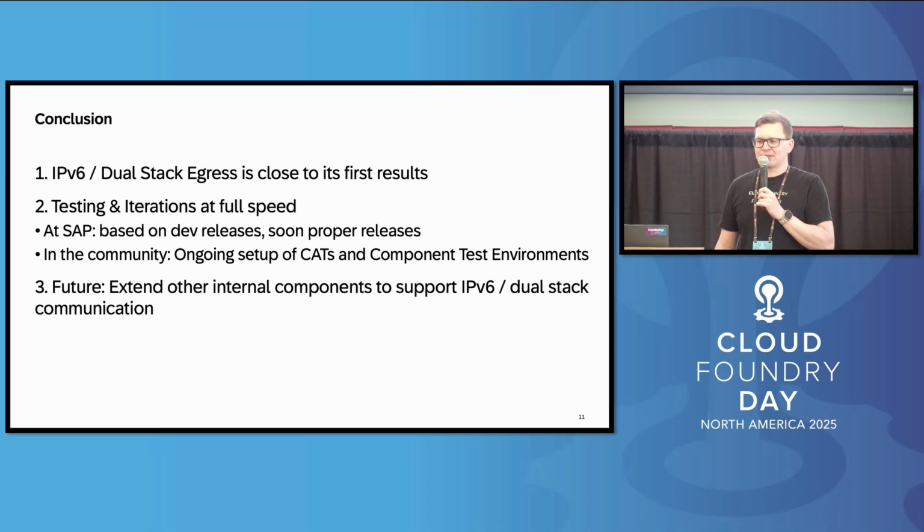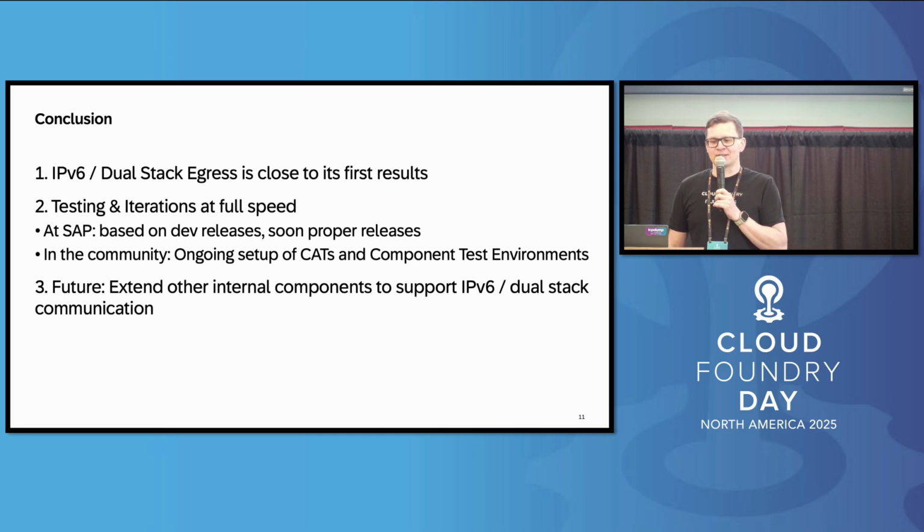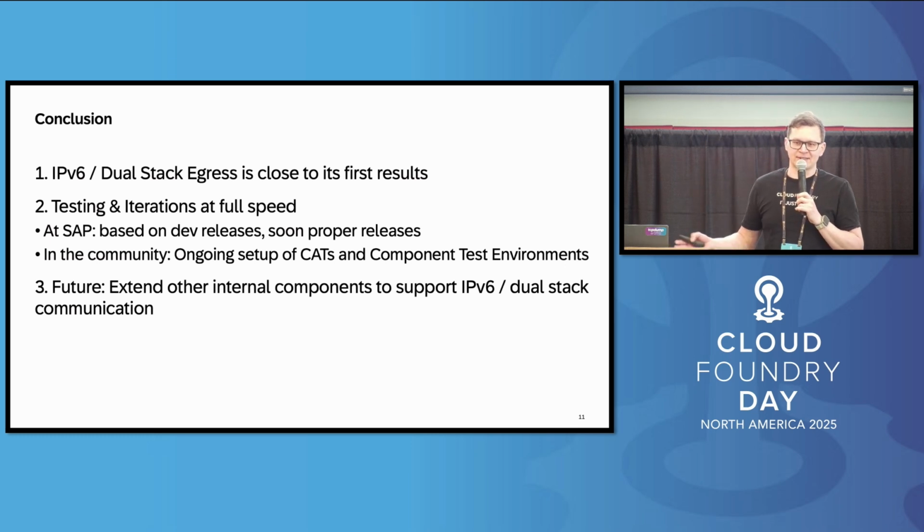For us, we're working on dev releases and hope that we can work with proper releases soon with experimental features that are not recommended yet for public use, but we can try them out, test drive them, shake out any of the bugs that we still find, and eventually have a release that is nice, solid, and stable. And in the community, it's the acceptance tests and the various component tests that we have and the test environments there that at the moment also don't really support IPv6 yet, but we're working on that.